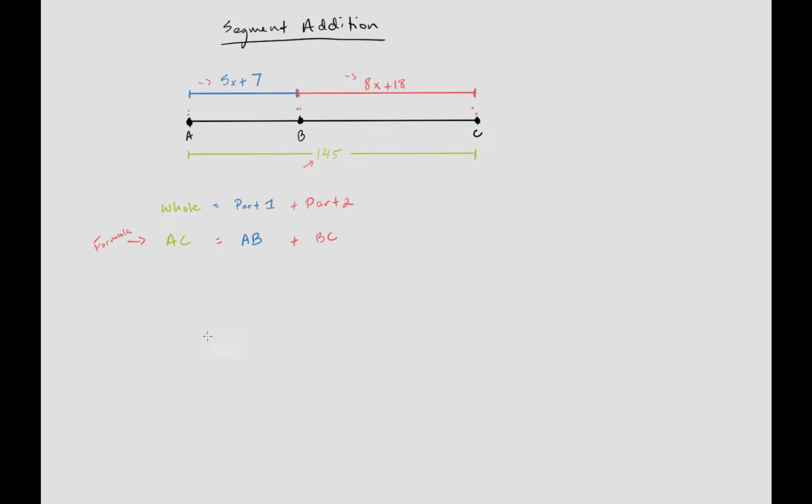All right, so let's actually plug in the values that we're working with for this particular problem. So AC is just 145 units, AB is 5x plus 7, and BC is 8x plus 18. And everything's color-coded, so if you need to pause for a second, just make sure you understand what's going on. That's probably a good idea. You'll also notice that I put everything I substituted in parentheses. It's not that important in this problem, but it tends to save you a little bit of grief, especially when you're dealing with negatives or distribution.